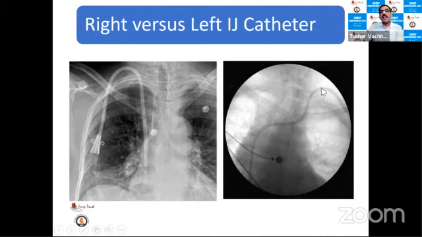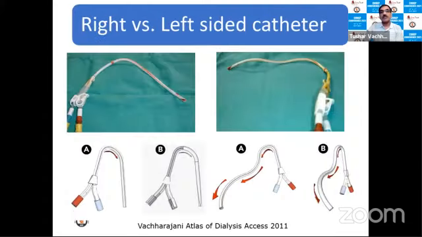Whereas on the left side, the catheter really takes multiple turns before it enters into the heart. So the blood flows on the right side are much smoother, and I'm sure in your practice you have seen that catheters placed on the right side provide a much better blood flow compared to the left-sided catheters.